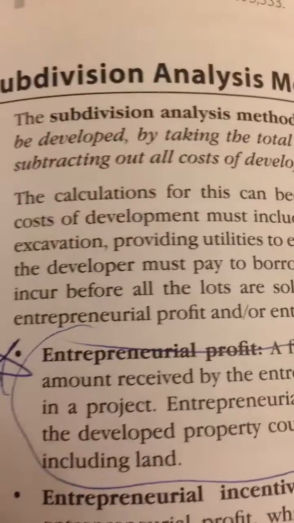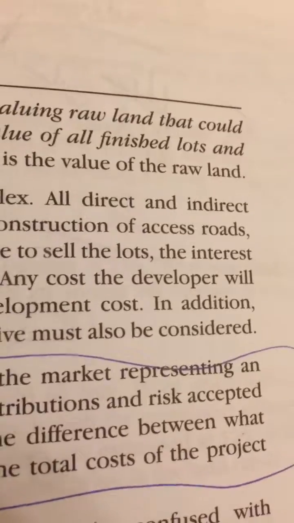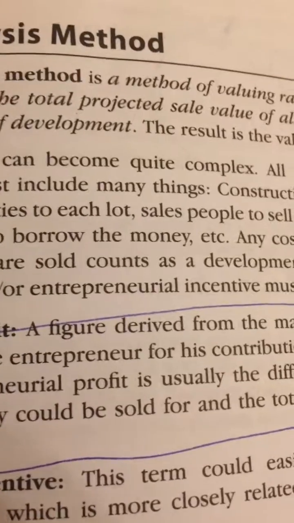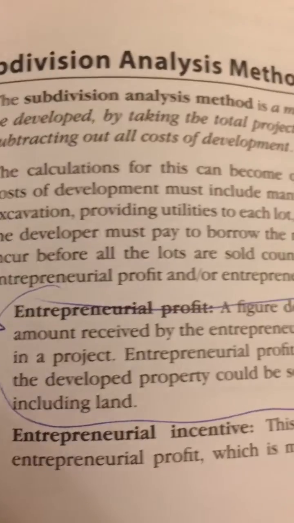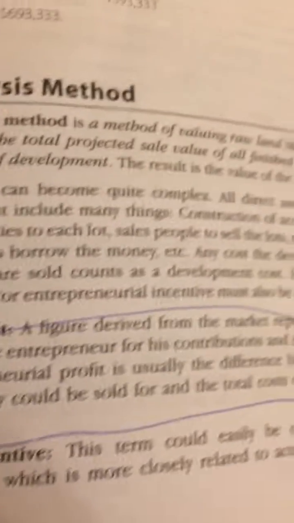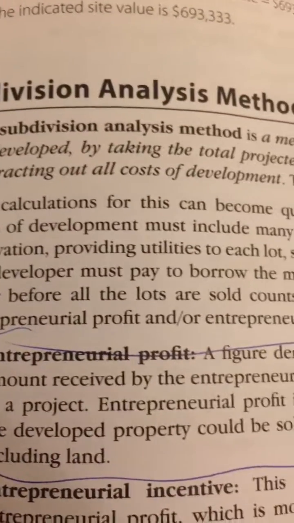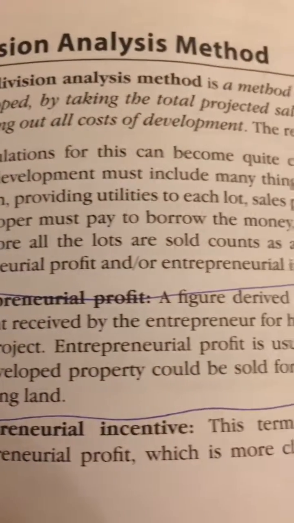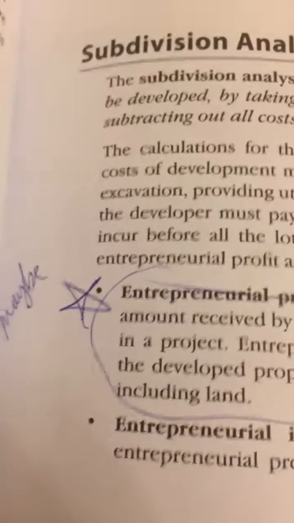All direct and indirect costs of development must include many things: construction of access roads, excavation, providing utilities to each lot, salespeople to sell the lots, the interest the developer must pay to borrow the money, etc. Any cost the developer will incur before all the lots are sold counts as a development cost. In addition, entrepreneurial profit and or entrepreneurial incentive must also be considered.